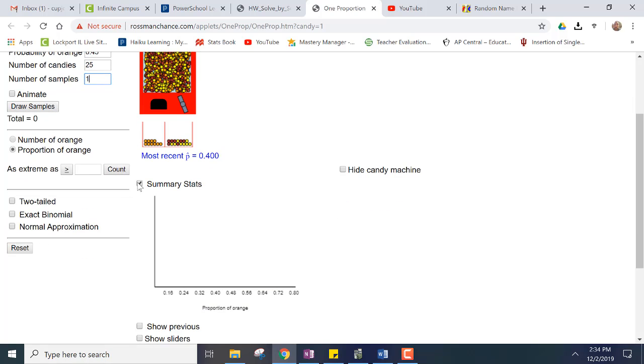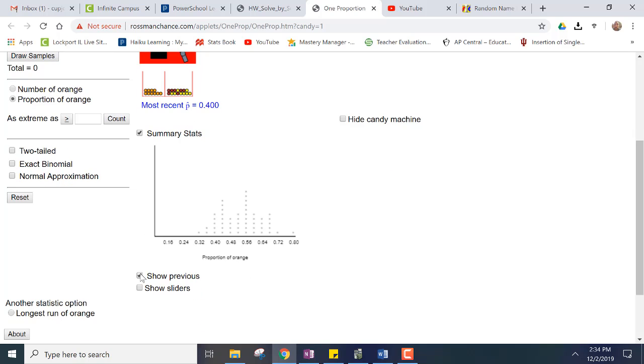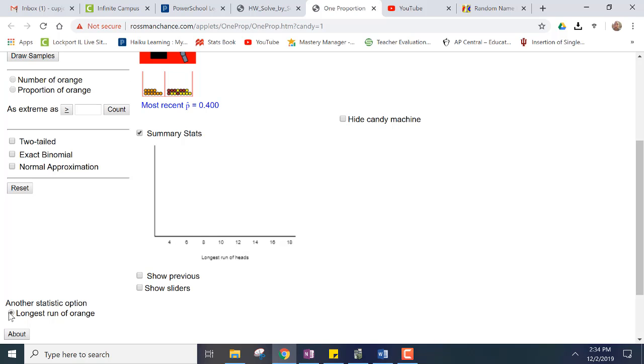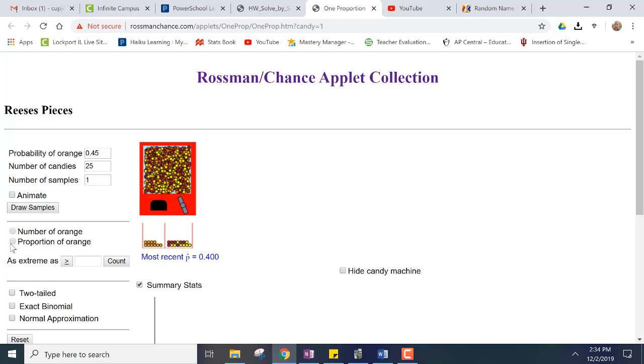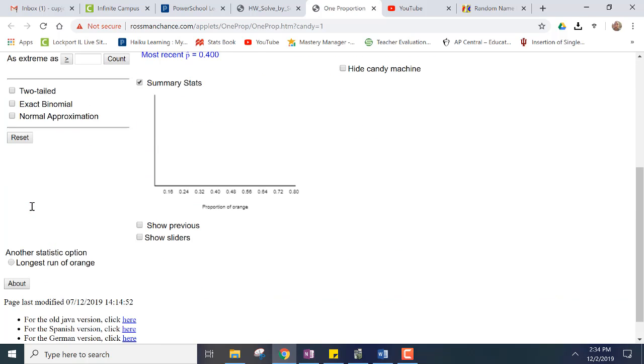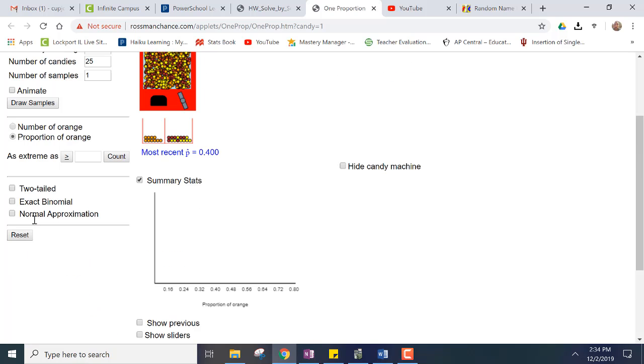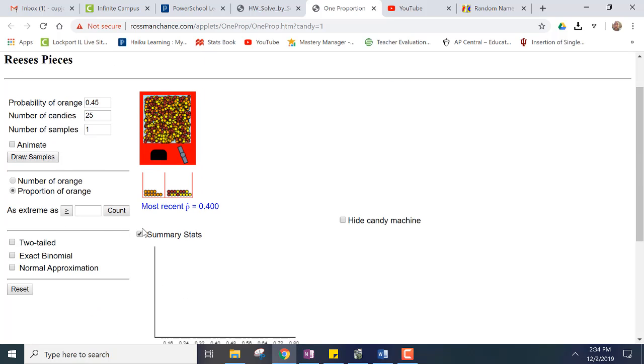Make sure you click summary stats. Nothing's there yet. We're not doing sliders or run. Now we've got to change this to proportion of orange. First of all, click the sample many times.